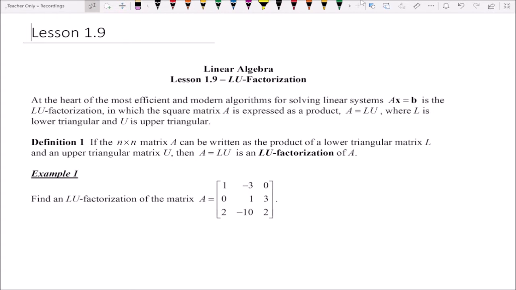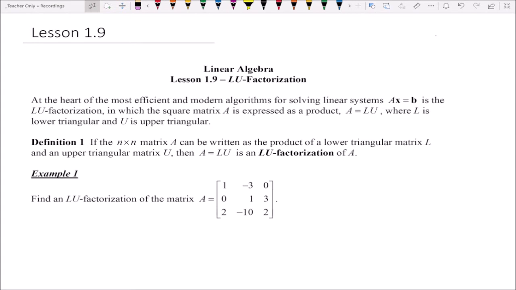At the heart of the most efficient and modern algorithms for solving linear systems is the LU factorization, in which the square matrix A is expressed as a product L times U, where L is a lower triangular matrix and U is an upper triangular matrix. We say that if the n by n matrix A can be written as the product of a lower triangular matrix L and an upper triangular matrix U, then A equals L times U is an LU factorization of A.